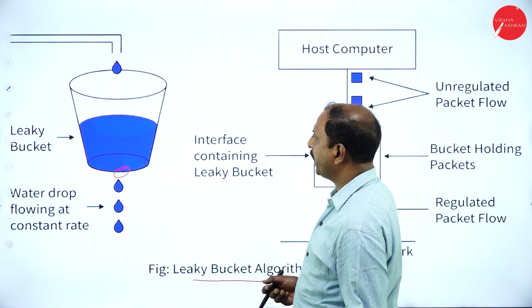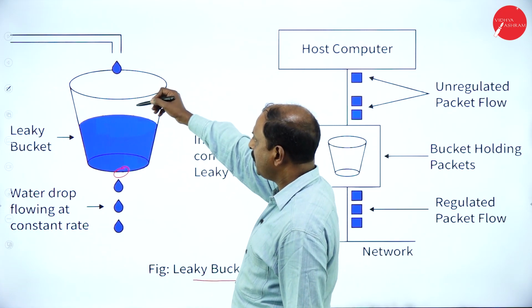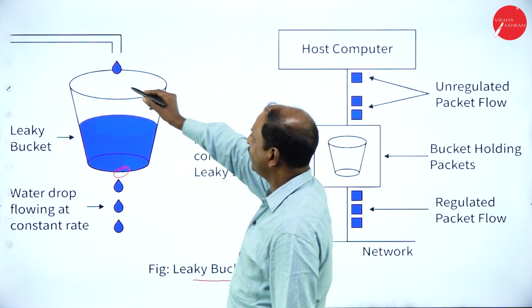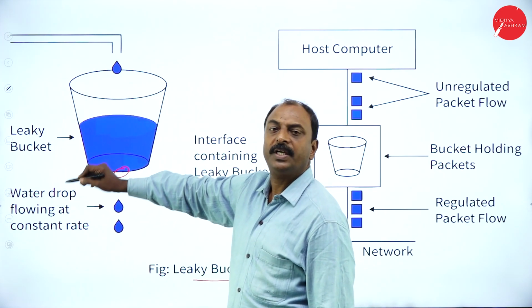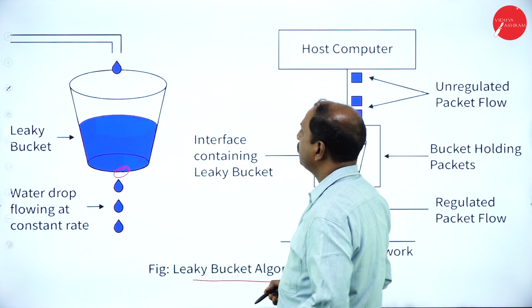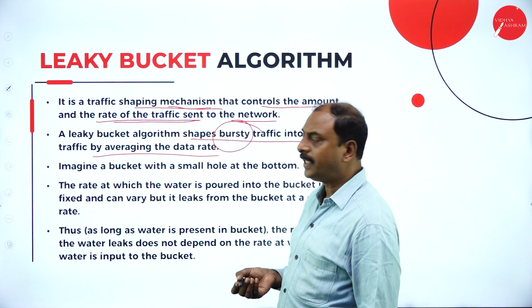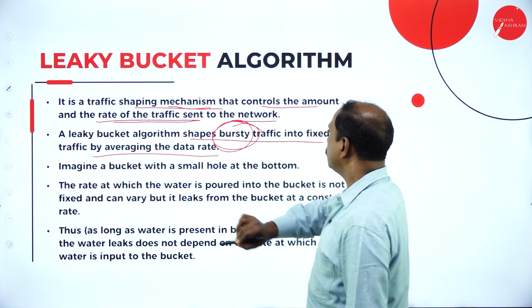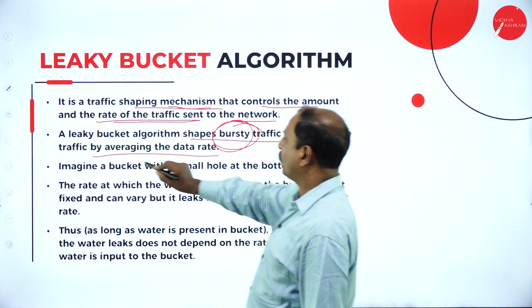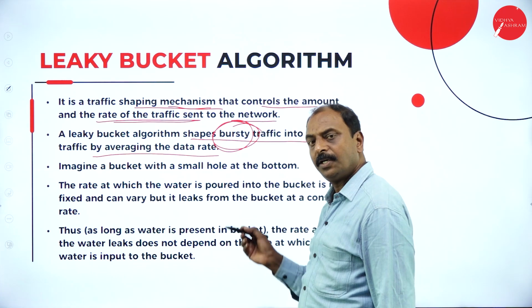In the example, look at the diagram here. If the water is flowing in continuously, there is a limit for this bucket, and at a particular stage the water flows out. It is nothing but a wastage of water. Similarly, that is the meaning of bursty traffic here. I mean, the overflow of the water in the leaky bucket is almost a bursty traffic, and this mechanism is for shaping traffic into fixed rate traffic by averaging the data rate. That is the use of the leaky bucket algorithm.